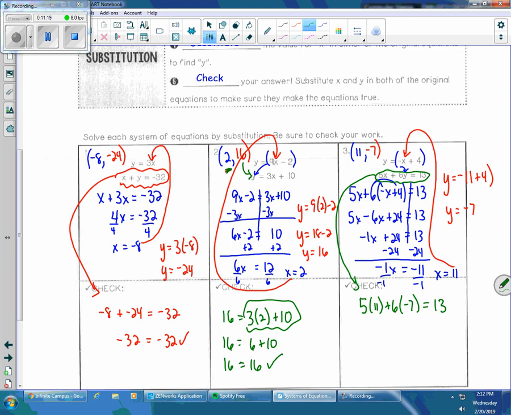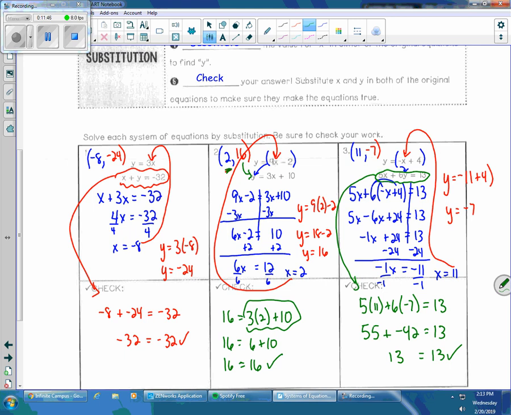If you want, you can grab your calculator. I'm going to do the math in my head. So 5 times 11 is 55. Plus 6 times negative 7 is going to be negative 42. So you could say 55 plus negative 42 or just 55 minus 42. 55 minus 42 is going to be 13, and 13 equals 13. So that works.